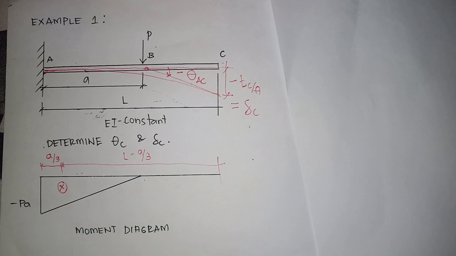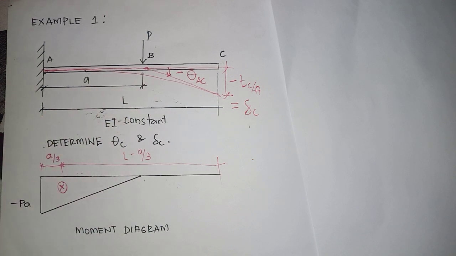Okay, so we have here our moment diagram. Actually, yun talaga yung conventional moment diagram niya. Okay, so in this case, madali lang naman kunin yung area niya. That is 1/2 base times height, 1/2 times negative PA times A, kasi nga A ito.